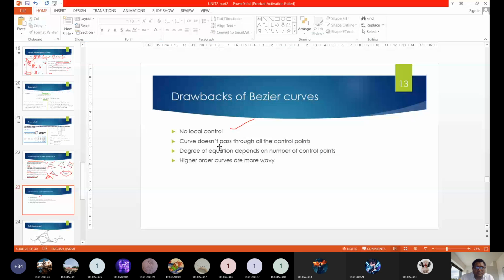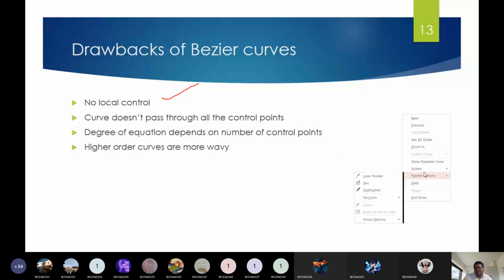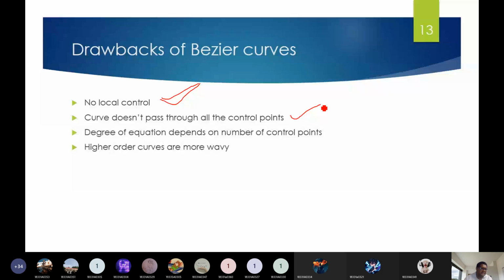Fine. So these are some of the drawbacks of the Bezier curve. There is no local control. So far we discussed all these things, but I forgot to record that. This is one of the major drawbacks, and the second one is the curve doesn't pass through all the control points. It is always passing through the first and last point, so it is nothing but an approximation based curve. In certain cases it can be a drawback for the Bezier curve as well.